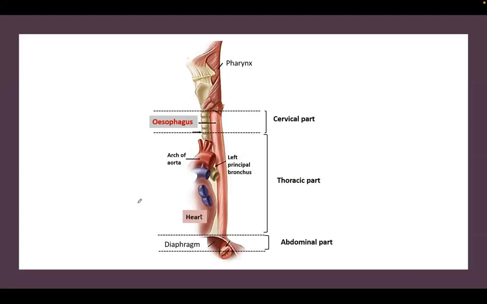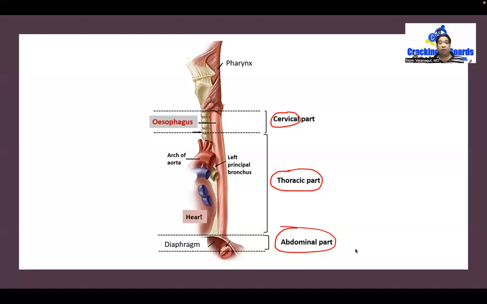Now, everyone has to memorize that the esophagus is divided into three parts. What are these three parts? Cervical, thoracic, and abdominal. So again, what are the three parts of the esophagus? We have the cervical, we have the thoracic, and we have the abdominal.